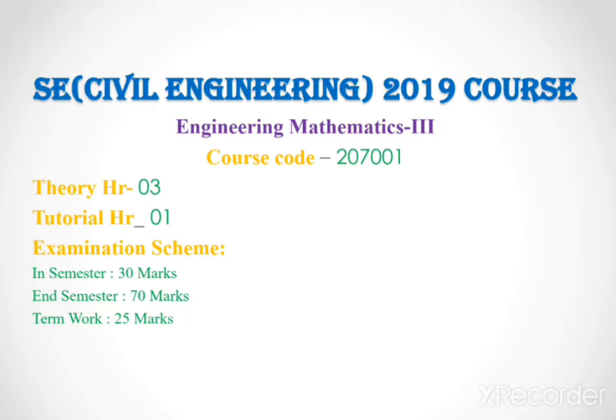The course code is 207001. From the new structure we are getting 3 weekly hours and 1 tutorial hour. The examination scheme has also changed. There are 30 marks in the in-semester exam, 70 marks in the end-semester exam, and 25 marks for term work. Term work shall be based on continuous assessment of 6 assignments, 1 per unit, and performance in the internal test.